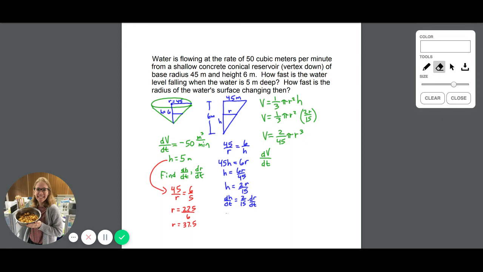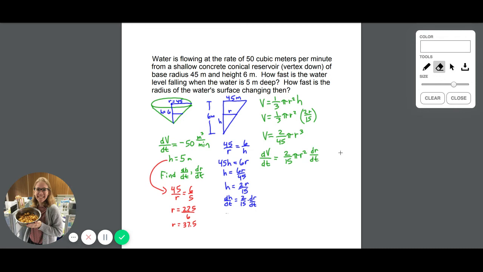So 3 times 2 over 45 ends up being 2 over 15 pi r squared is what you'll end up with. And then implicit differentiation tells us that we also multiply by the derivative of r, which is dr dt, which is what we are looking for. And then we'll use that dr dt to solve for dh dt. Okay, so let me write that down.